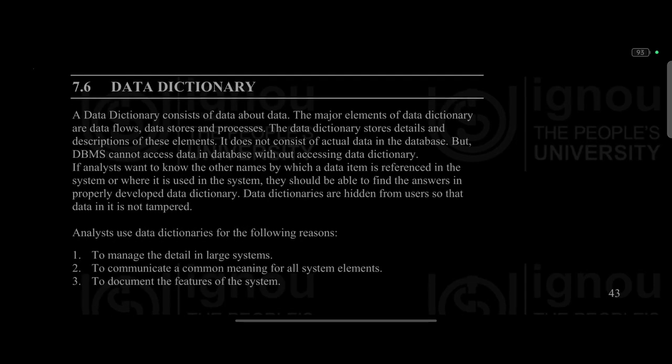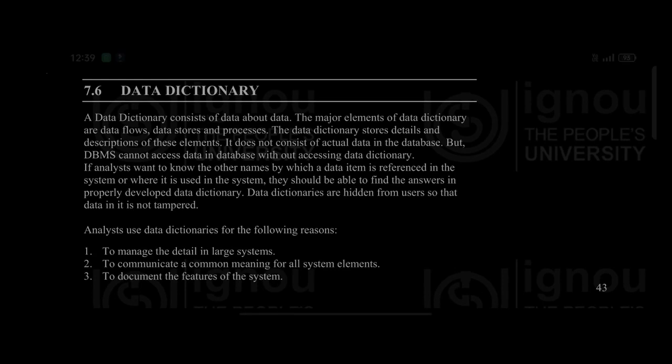A data dictionary consists of data about data. So here we see the data dictionary. The major elements of a data dictionary are data flows, data stores and processes. The data dictionary stores details and descriptions of these elements.